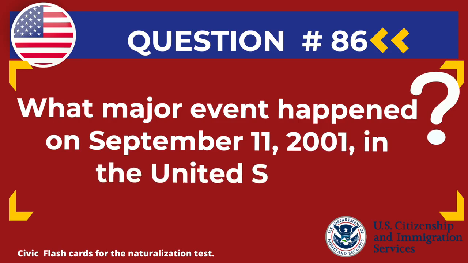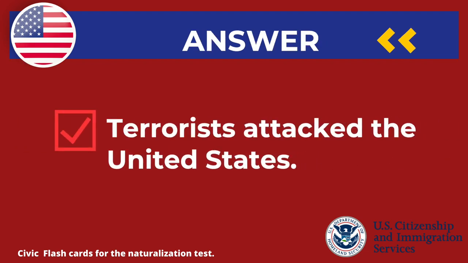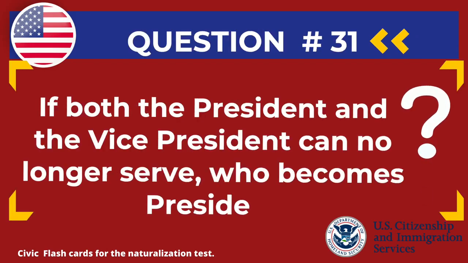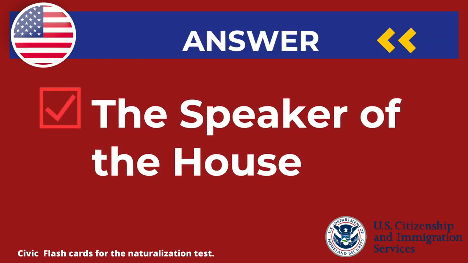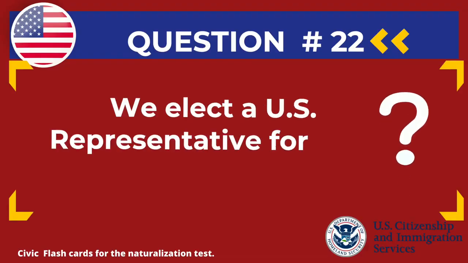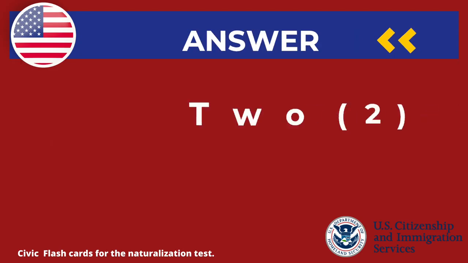What major event happened on September 11, 2001 in the United States? Terrorists attacked the United States. If both the President and the Vice President can no longer serve, who becomes President? The Speaker of the House. We elect a U.S. representative for how many years? 2.